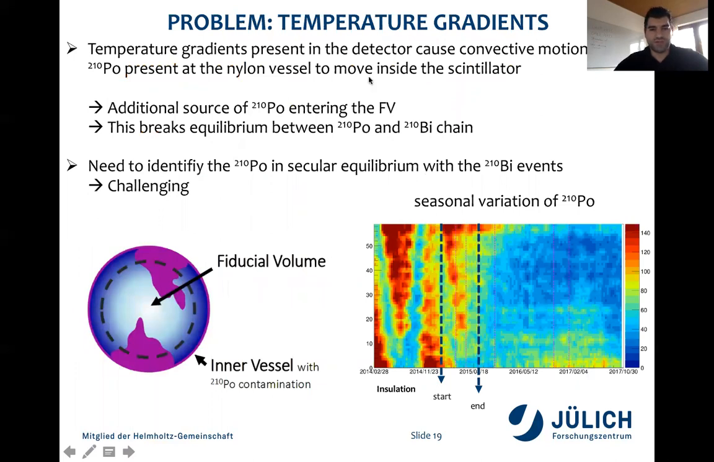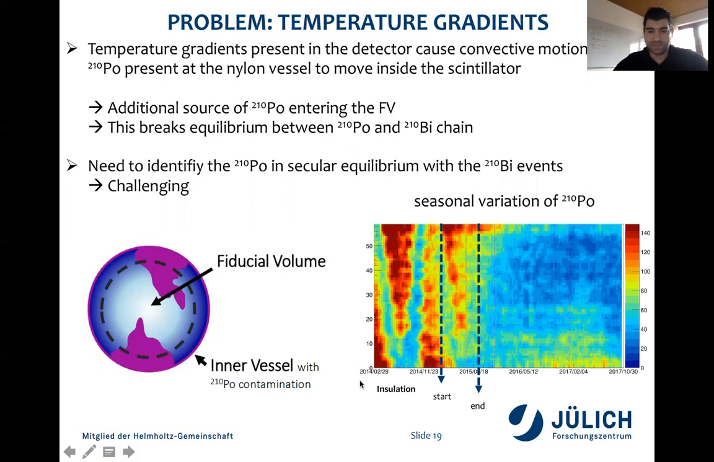life is not that ideal, because in Borexino we had temperature gradients present in the detector that caused convective motions of the polonium-210 present at the nylon vessel to move inside the scintillator. So you can imagine you have the fiducial volume here, and then you have an extra source, and polonium is basically moving inside the fiducial volume.